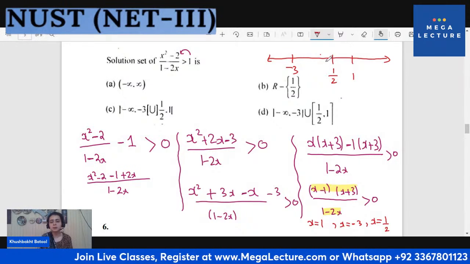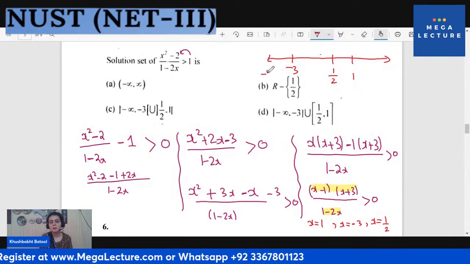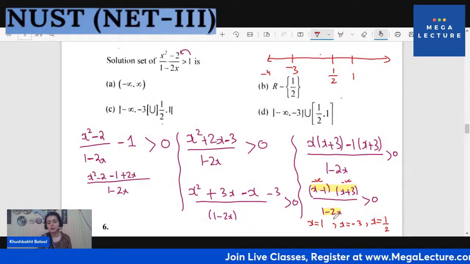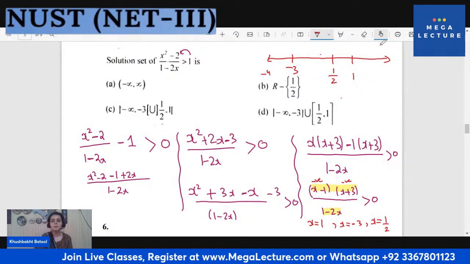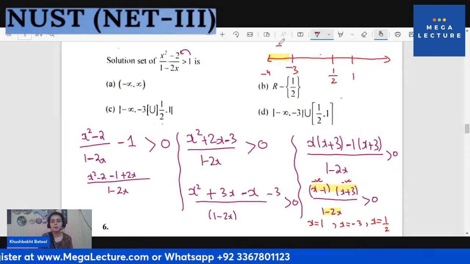Now I need to think about it. Just pick up a number that is less than minus 3. Let's say minus 4. Minus 4 would give me a negative here. It would give me a negative here. So overall it would be positive, and it would give me a positive in the denominator. So it would be greater than 0. So this would be positive.